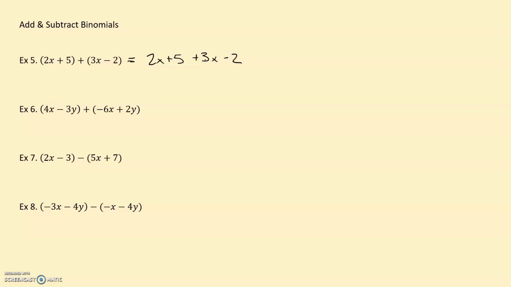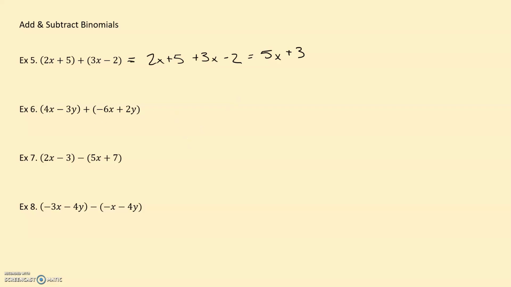And the 2x and the 3x, we can combine those. So that'll be 5x. And then the 5 and the -2, we can combine those. So that'll be plus 3. 5 minus 2 equals 3. All right, let's go ahead and take a look at the next example.